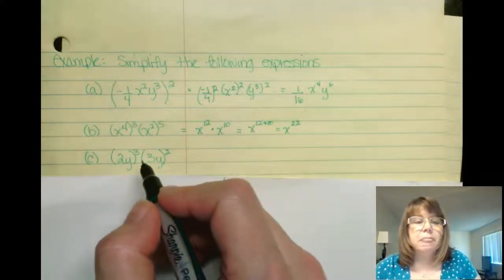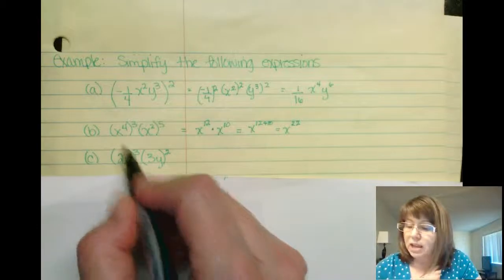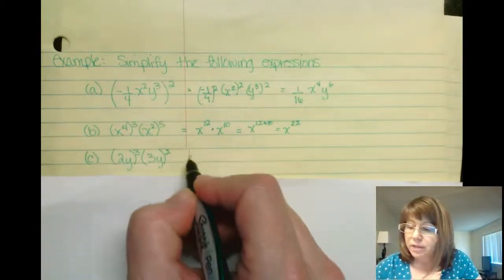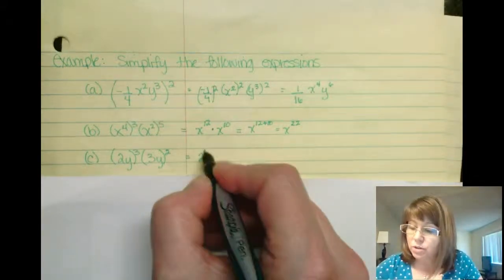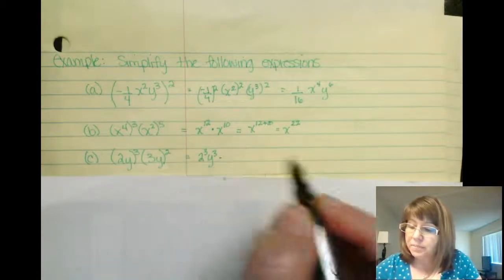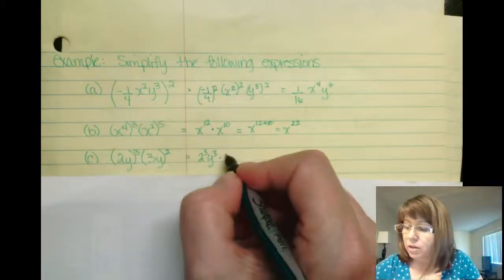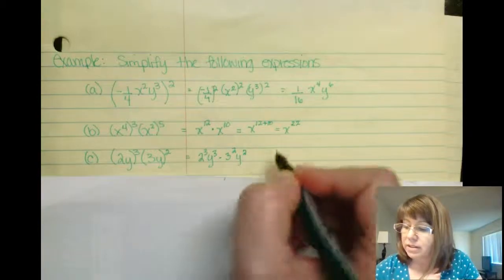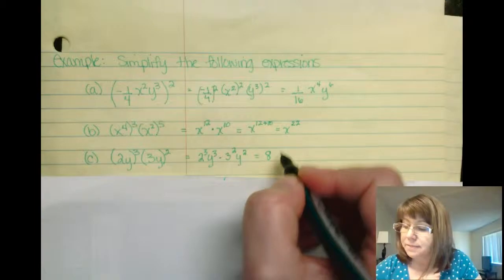Third problem. Let's break this part into 2y cubed times 3y squared. So I'm going to give the cube to both the 2 and the y: 2 cubed y cubed times, and give the square to the 3 and the y: 3 squared y squared. So I have 2 cubed, which is 8.